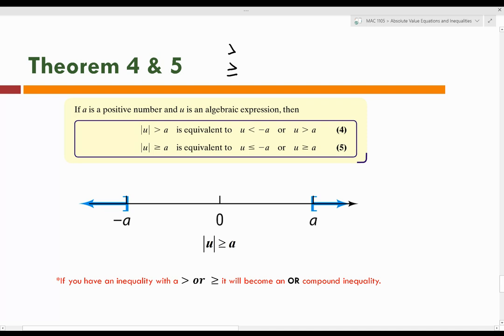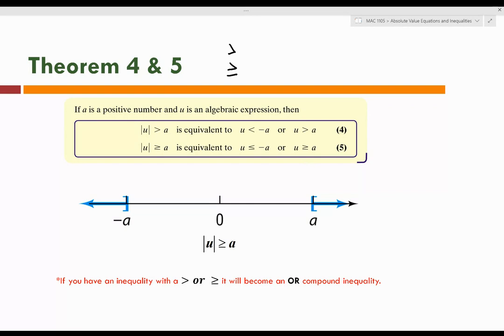So it says, if A is a positive number and U is an algebraic expression, then the absolute value of U is greater than A is equivalent to U is less than negative A or U is greater than A. Or we have the absolute value of U is greater than or equal to A is equivalent to U is less than or equal to negative A, or U is greater than or equal to A.